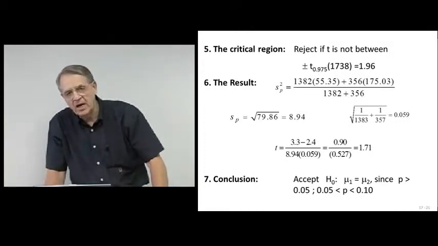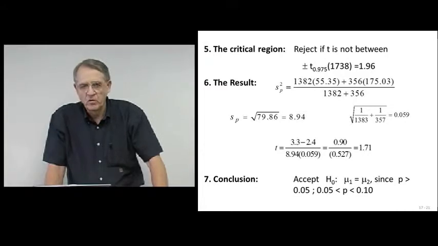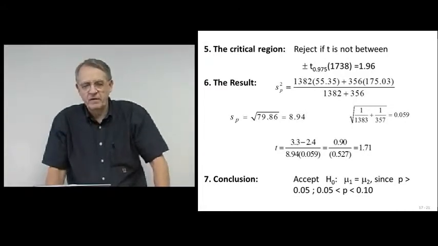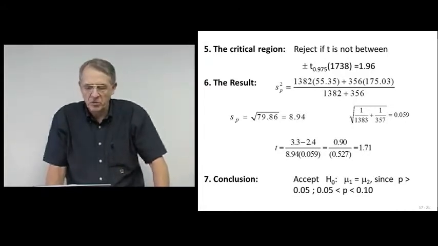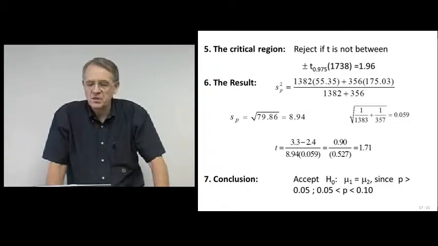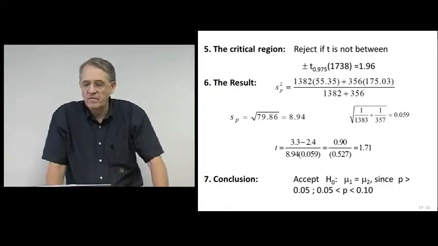Now, have we proven that they have the same mean? No, of course not. We simply don't have enough evidence to reject that they could be. Their p-value, thus, is greater than 0.05, and in fact, it's somewhere between 0.05 and 0.10.